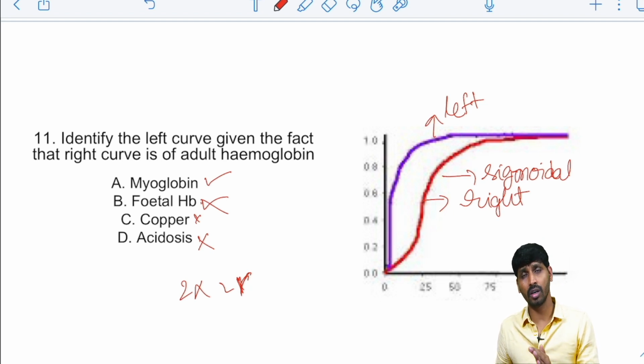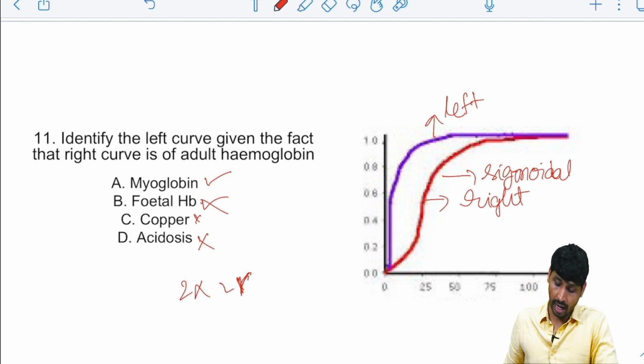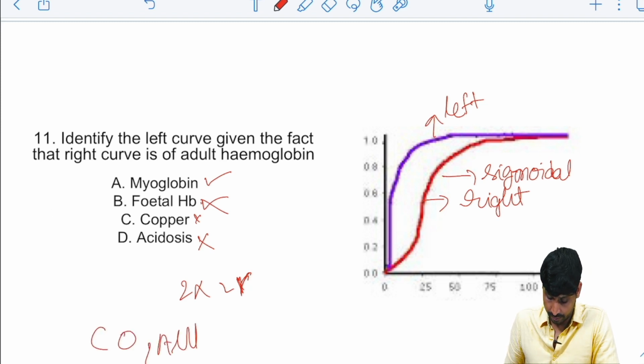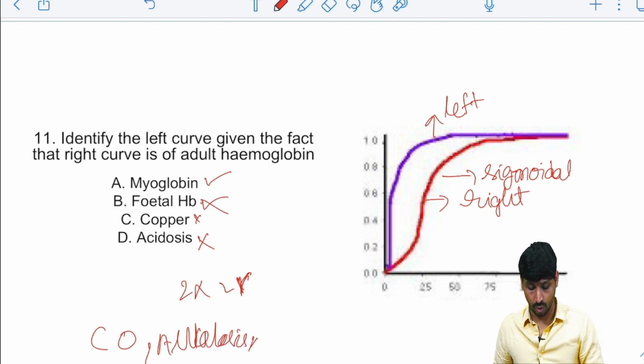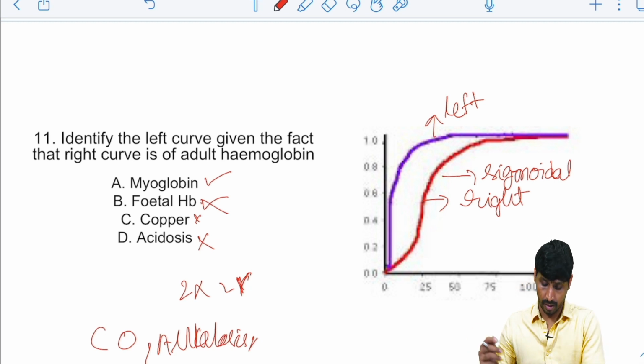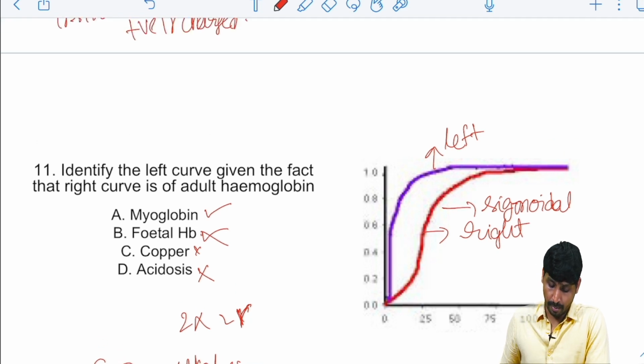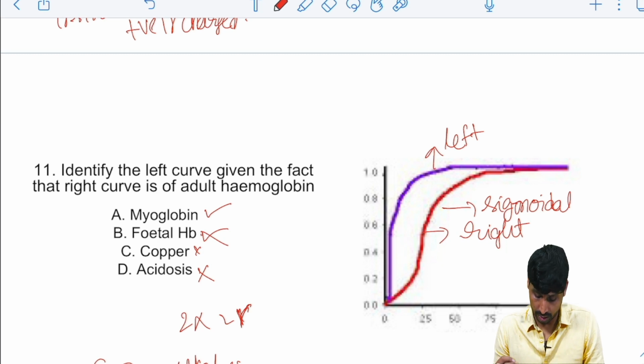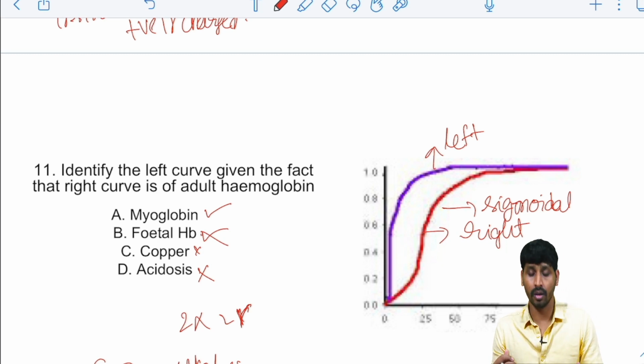So it will be shifting the curve towards the left side, and this left shift of the curve can be seen in carbon monoxide poisoning and alkalosis. Only in these conditions will the curve shift to the left side. So the correct answer will be myoglobin. If they had asked carbon monoxide in place of myoglobin, that would also be correct. So that's all about the morning session, the morning INICET exam recall session.